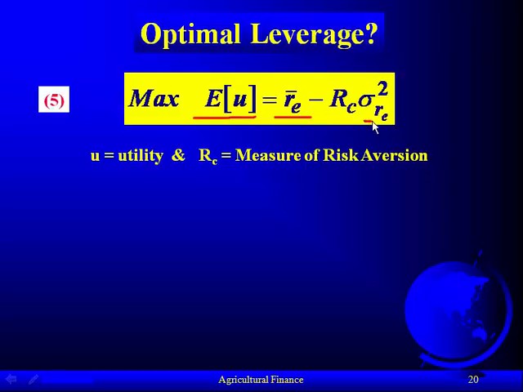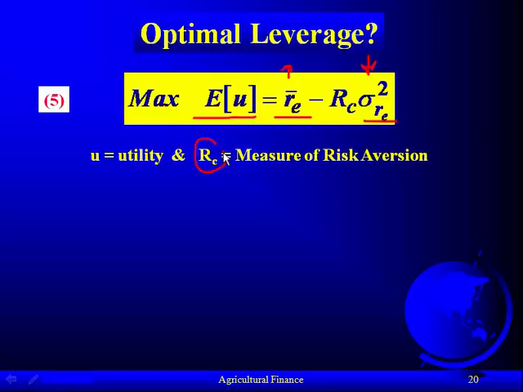And the risk, we said, was going to be defined as the variance associated with the rate of return on equity. We see that as profit goes up, our expected utility goes up, but because there's a negative, as the risk goes up, our utility goes down. So what combination of that is going to maximize our expected utility?